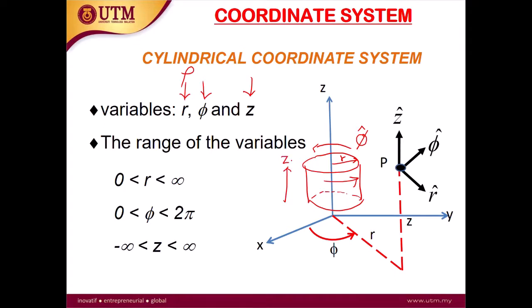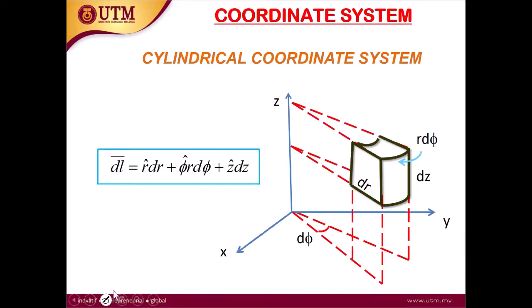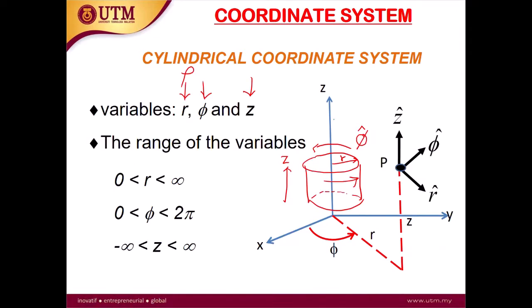So if our cylinder is on the x-axis, for example, the x-axis like this, we have to change the definition. The r and the phi will be the same, but here we can change z to x because our cylinder is along the x-axis. So not really z; it depends on the problem given to you. Please be careful. So this is the range.